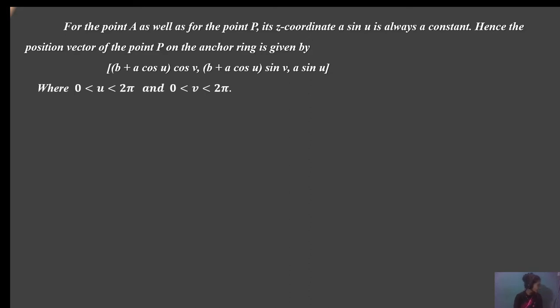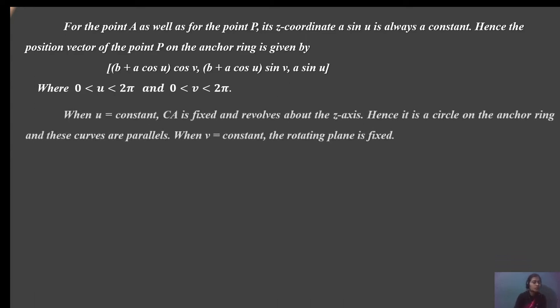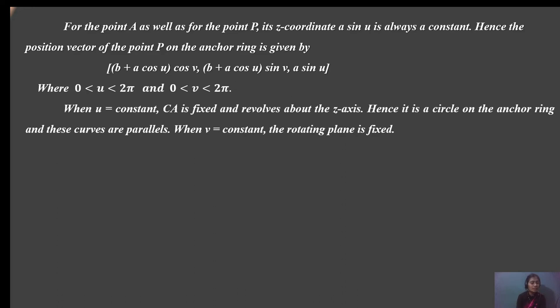Here 0 is less than u less than 2 pi, because the whole ring is considered, as a circle of 360 degrees. Both u and v range from 0 to 2 pi.